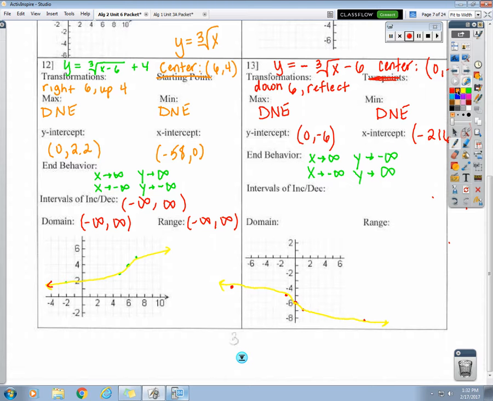Is it increasing or decreasing? Decreasing. From left to right, we're going down. When did it begin decreasing? Forever ago to the left, right? Which is represented with a negative infinity. How long did it decrease? Forever to the right, which is positive infinity. This will also be your domain. And by now, we should start picking up on the fact that all cube roots have a domain and range of all real numbers. They go up, down, left, and right forever. Okay, next page.